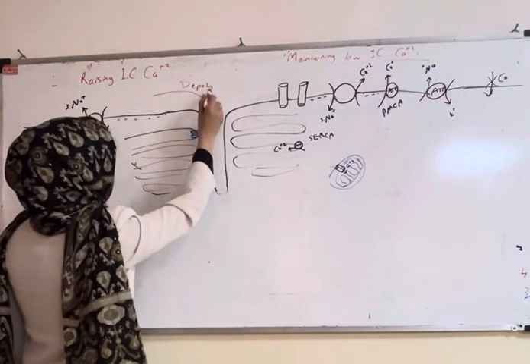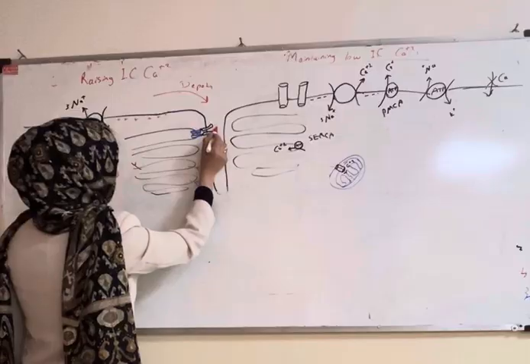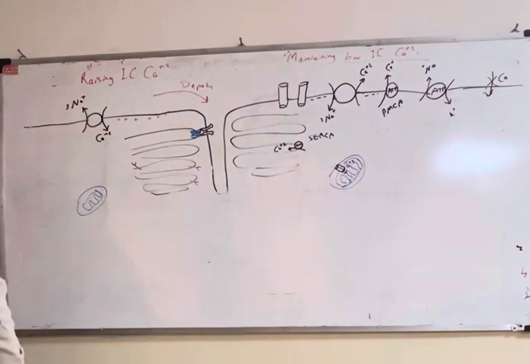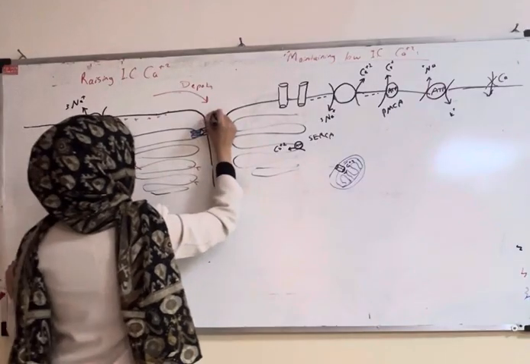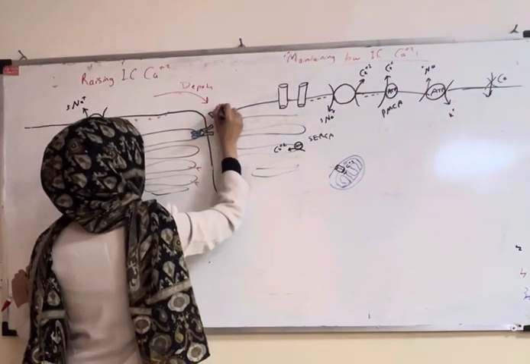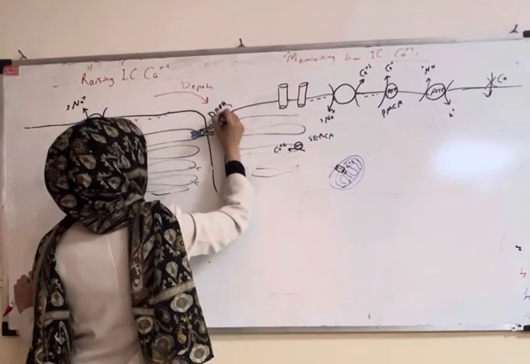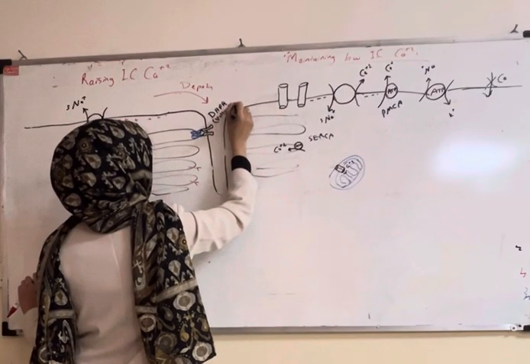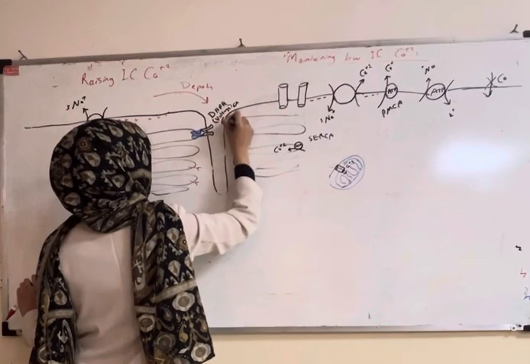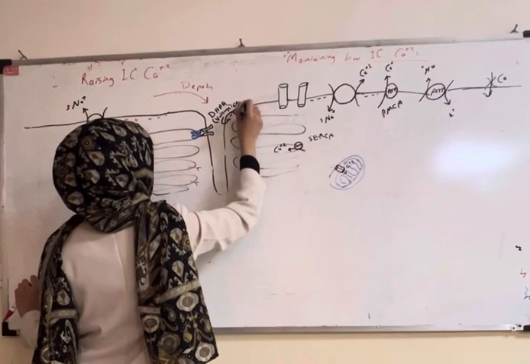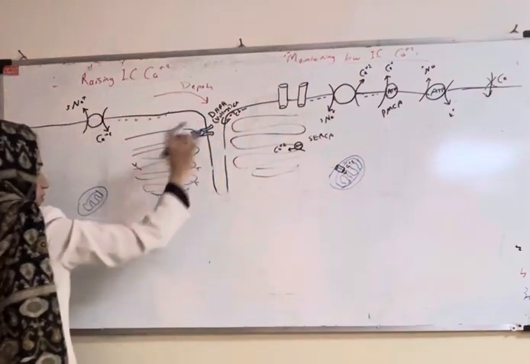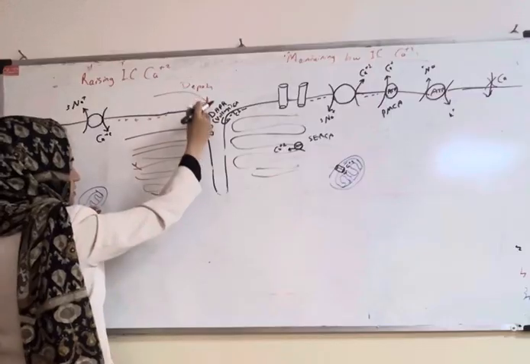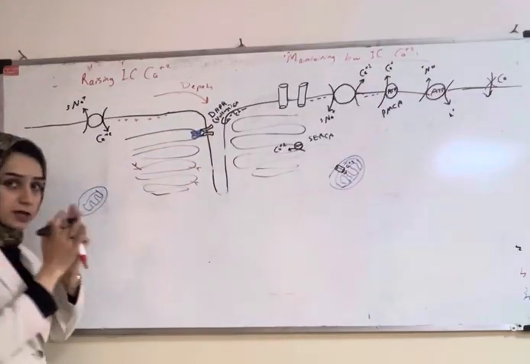Here we have the depolarization. We have the dihydropyridine receptor. This is the voltage-gated calcium channel. Actually, voltage-gated, depending on the voltage. When the wave of depolarization reaches here, this channel will open.